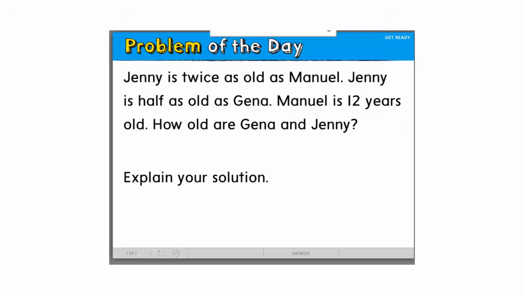So maybe on the side, you're going to make a little chart that has a J for Jenny, an M for Manuel, and a G for Gina. And the only given information that we have is that Manuel is 12. So I want you to go through and try to see if you can figure out on your whiteboard how old are Gina and Jenny based on that information.